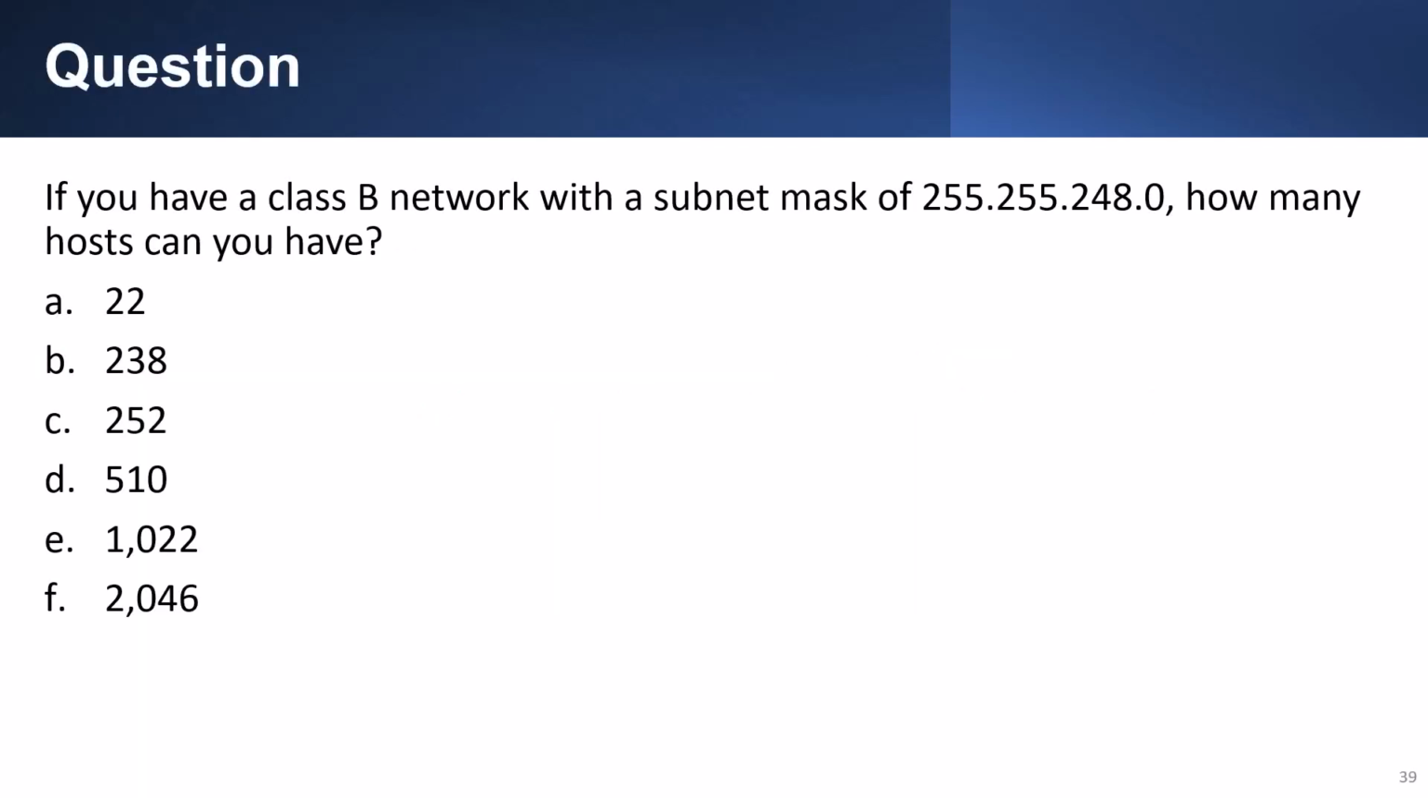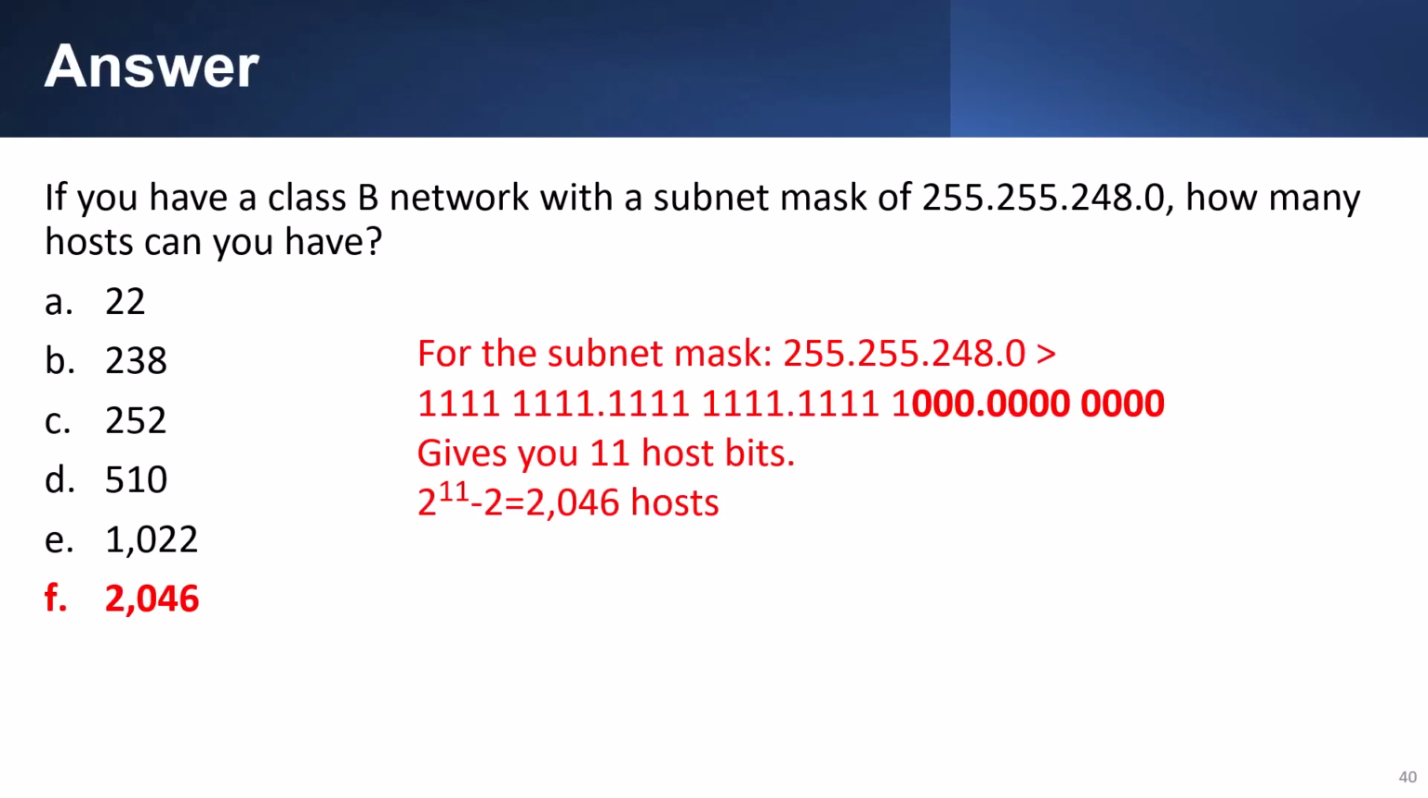Question. You have a Class B network with a subnet mask of 255.255.248.0. How many hosts can you have? Answer, 2046. For the subnet mask of 255.255.248.0, with the binary equivalent shown on the screen, that gives you 11 host bits. 2 to the 11th power minus 2 equals 2046 hosts.